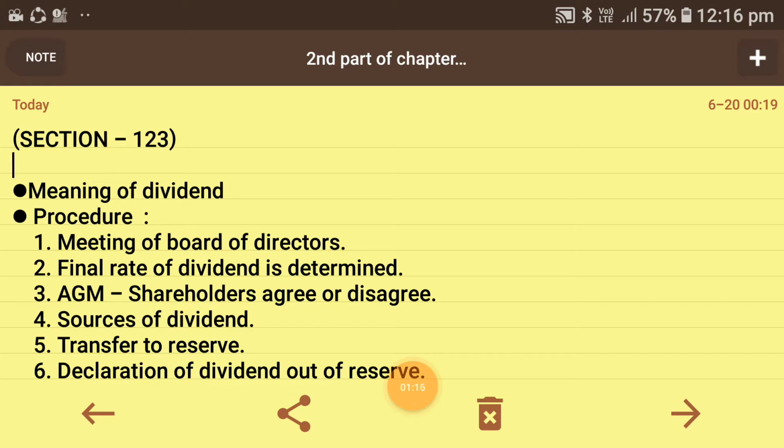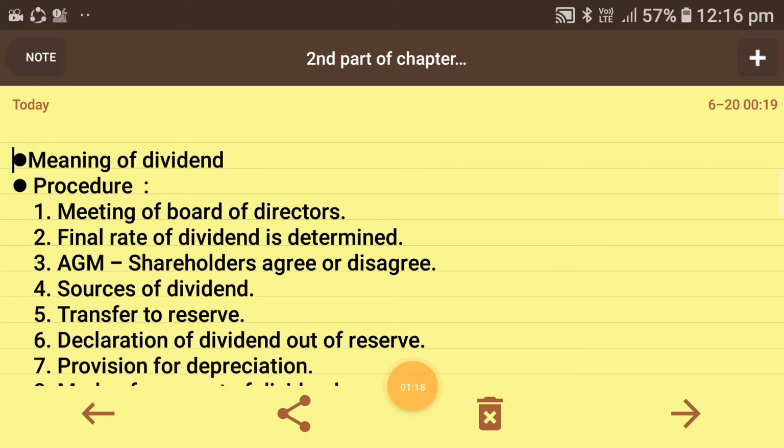Procedure. Section 51 permits the company to pay the dividend. The definition of dividend has been given under section 2 subsection 35, but according to the Companies Act 2013, section 51 permits a company to pay the dividend. What will be the procedure for the dividend that should be followed by the company? What will be the procedure that should be followed while giving the amount of dividend?